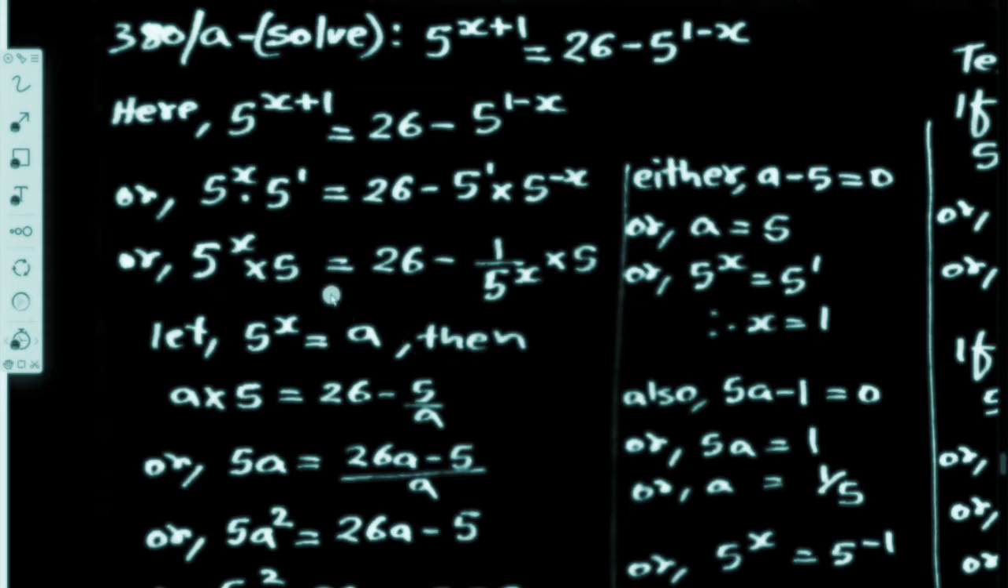Here, to make our calculation easy, to make our process short and simple, we should replace 5 power x with a. Let 5 power x equal a. Then 5 power x into 5 means 5a. Here a into 5 equals 26 minus 5 by a. Or 5a equals, taking the LCM, 26a minus 5 by a. Multiplied with this, 5a square equals 26a minus 5.